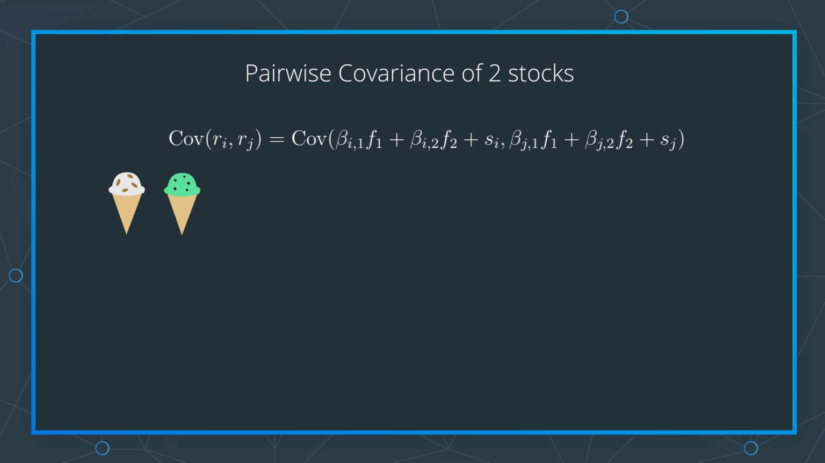To get the covariance of the two stocks, we substitute their returns with the factor models of their returns. Now we have a covariance of two expressions, and each expression is some weighted sum of two factors and its specific return. To help keep track of these formulas, notice that for the first stock, factor 1's contribution is labeled with white sugar, while factor 2's contribution is labeled with plain milk. Also, for stock 2, factor 1's contribution is brown sugar, while factor 2's contribution is chocolate milk.